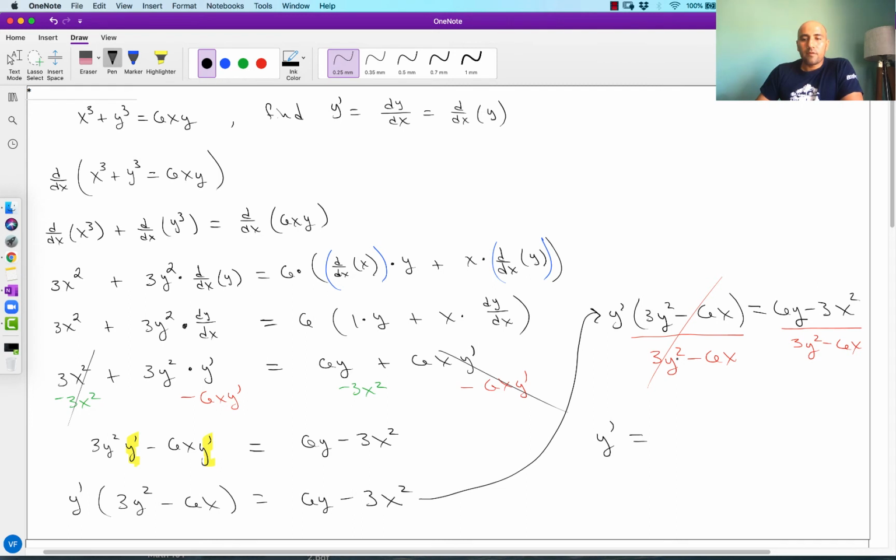Y prime times 1, so on the left-hand side, we just have y prime. On the right-hand side, we have this little division. So we have 6y minus 3x squared all over 3y squared minus 6x. And that's my final answer.